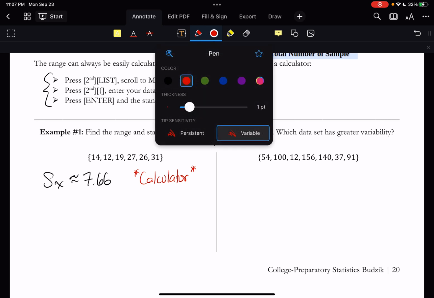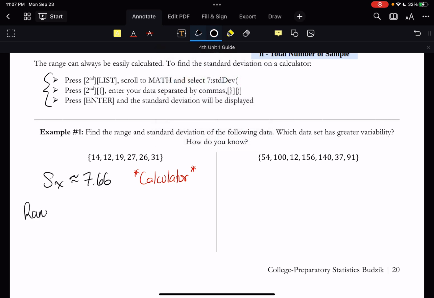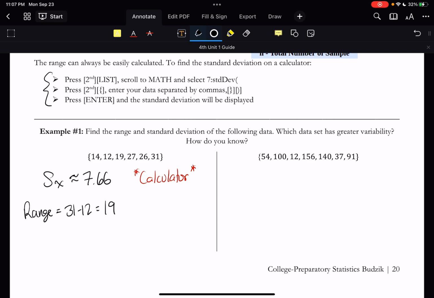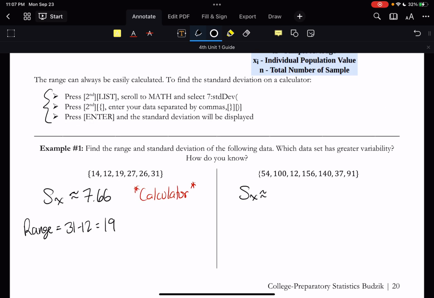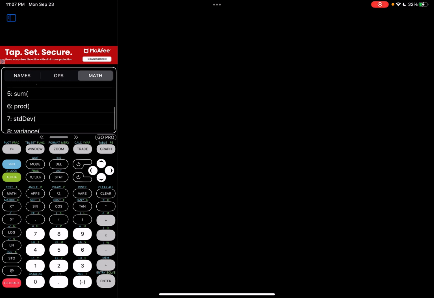All right, and then to find the range, again, remember the range is the maximum minus the minimum. So the maximum data point here is 31, the minimum is 12, so 31 minus 12 gets me a range of 19. Okay, and we can go ahead and find the standard deviation of this the exact same way on our calculator. So second list above stat, arrow over to math, scroll down to option 7, which is standard deviation, and then type in my data points.